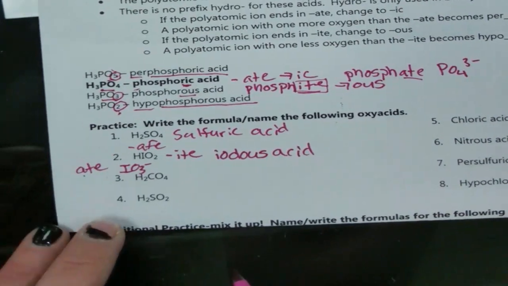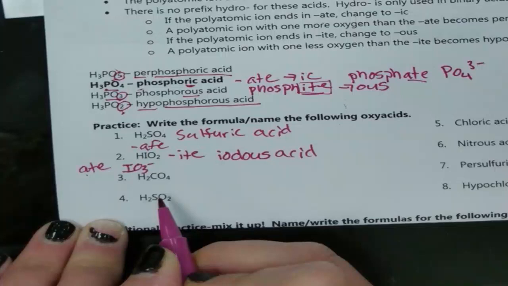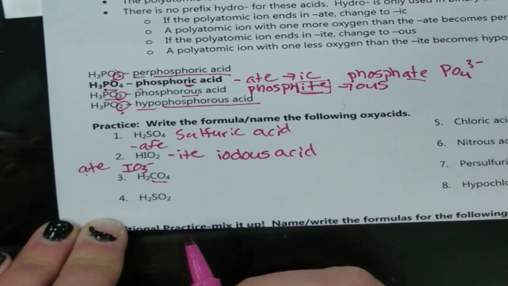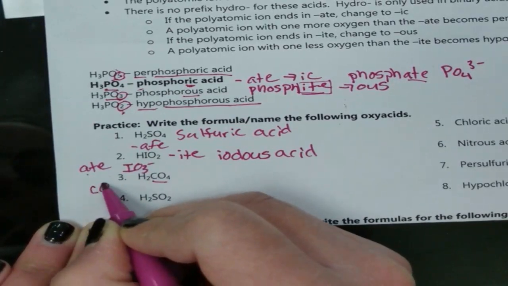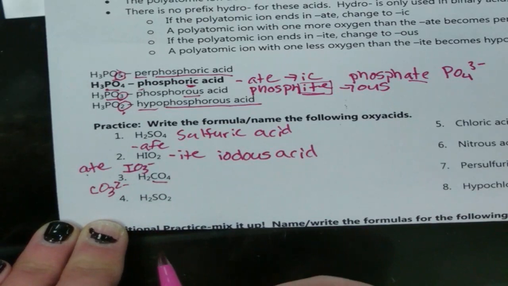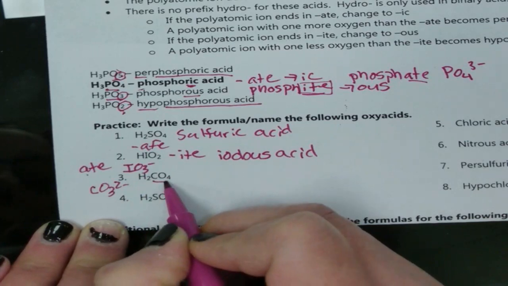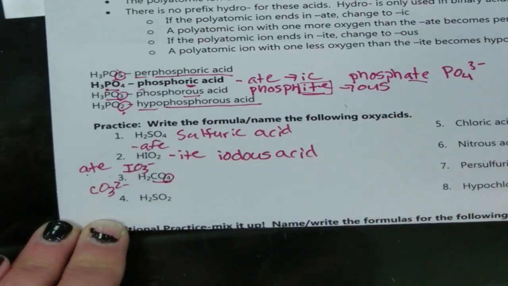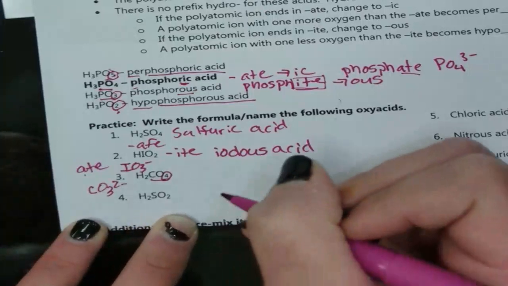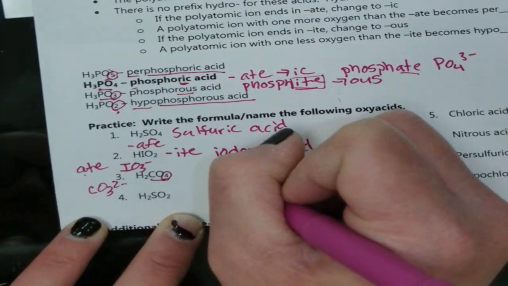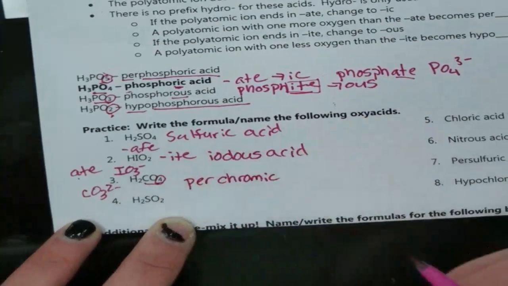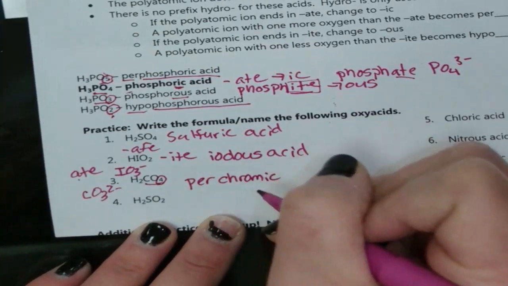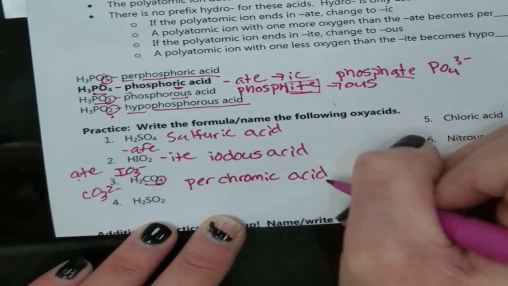All right, let's look at the next one. CrO4. CrO3 2 minus is the -ate, chromate. So I have 1 additional oxygen. So I'm going to make this chromic, and I'm going to put in a per. Since there's 1 additional oxygen, it's perchromic acid.